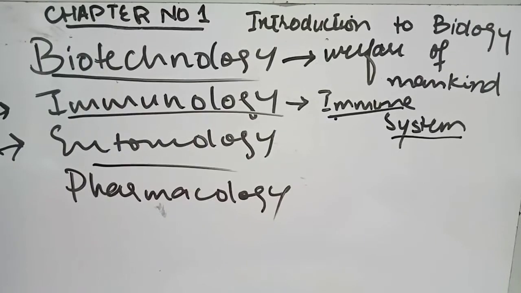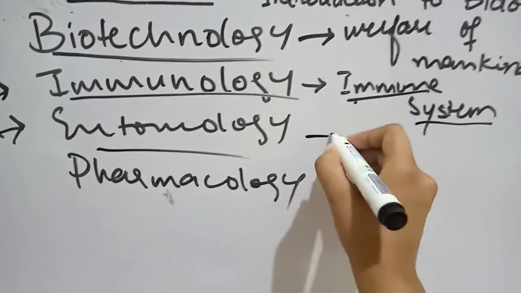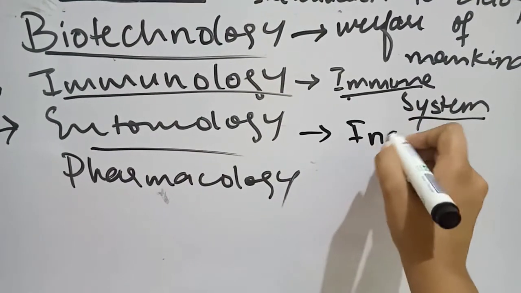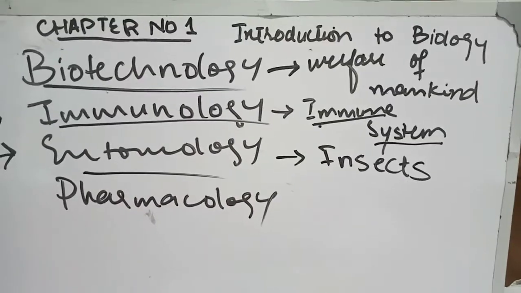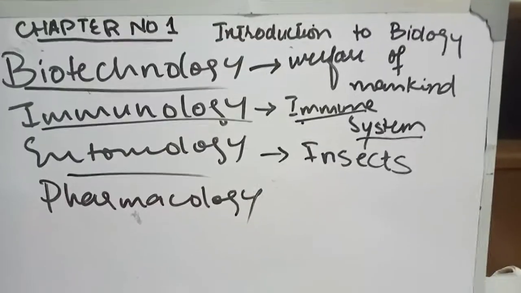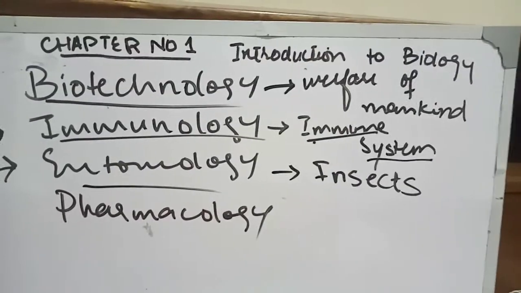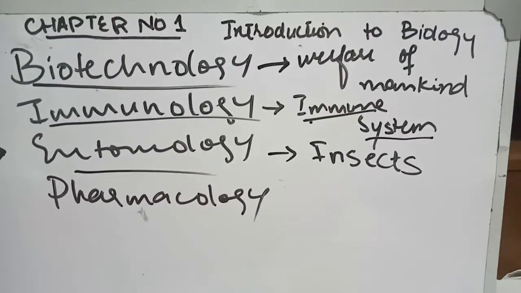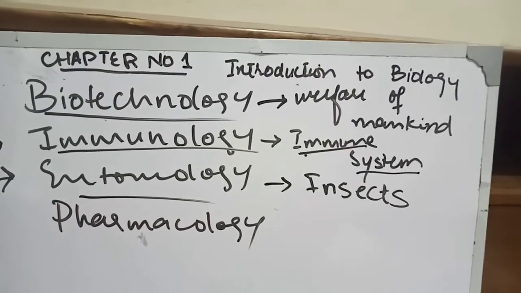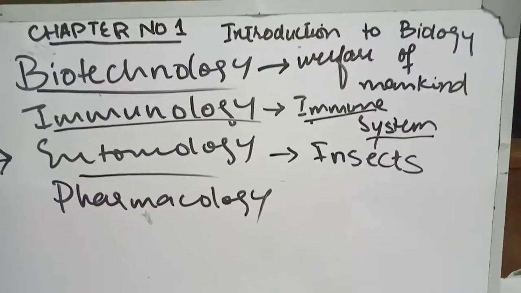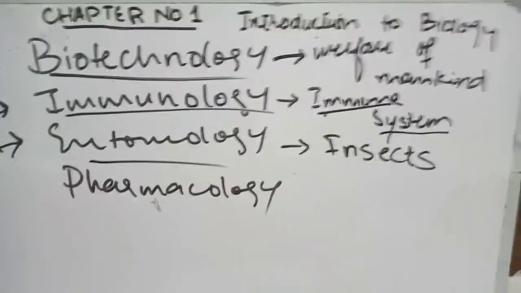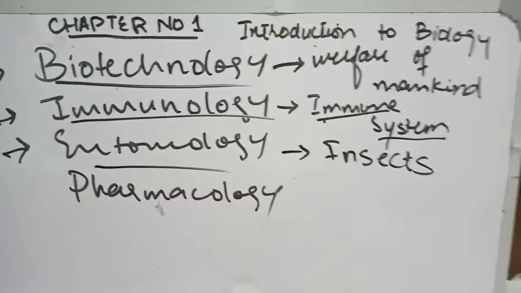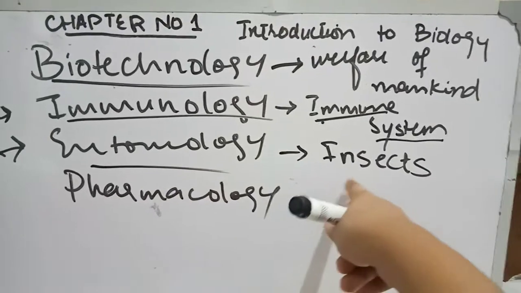Now move towards entomology. Its name indicates it is the branch of biology in which we study about insects. About their general classification, their general characteristics, their life cycles, their beneficial and harmful effects on human beings or other life, all will be studied in entomology. It is the study of insects.